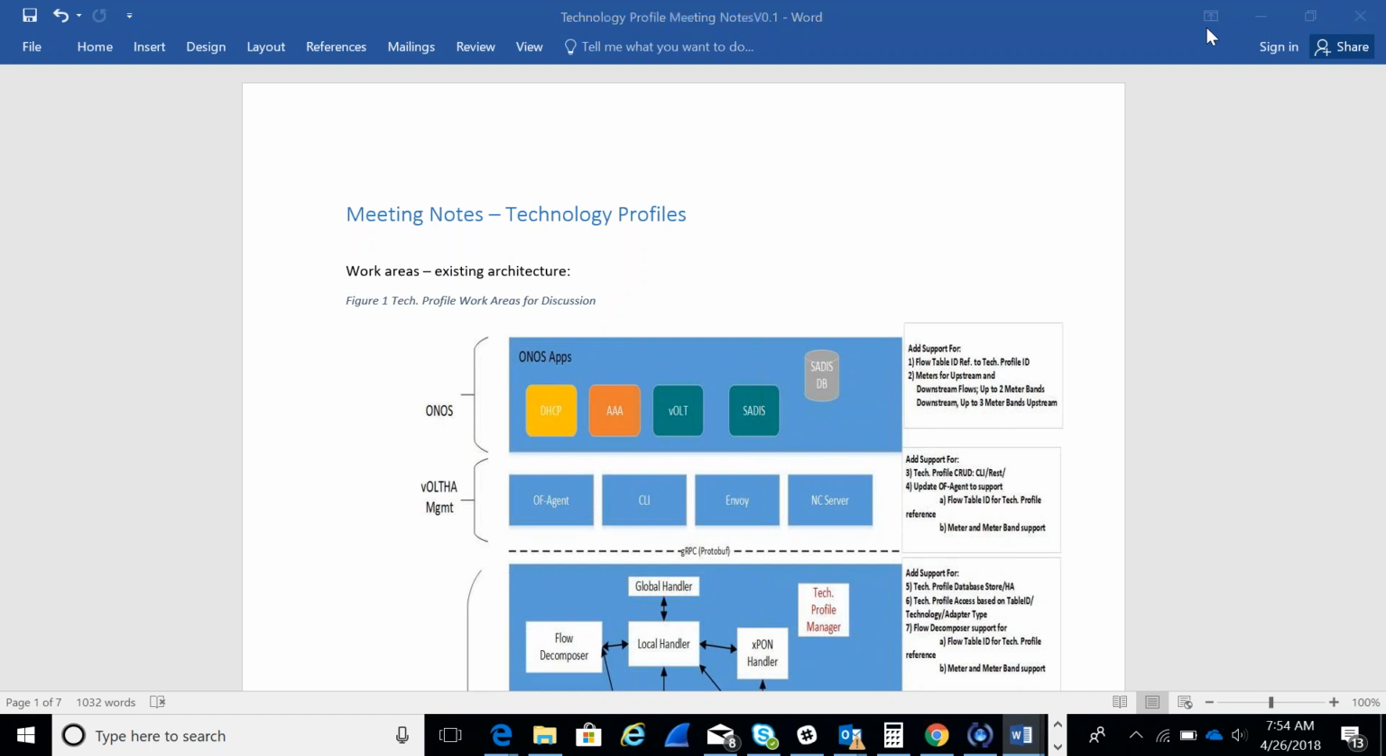Yeah, I think yesterday we didn't talk about the profile management aspect of it, but right now I think the two interfaces, CLI and REST, you can use those to populate the profile. But I guess the management of the technology profile probably is outside the VOLTHA owners.